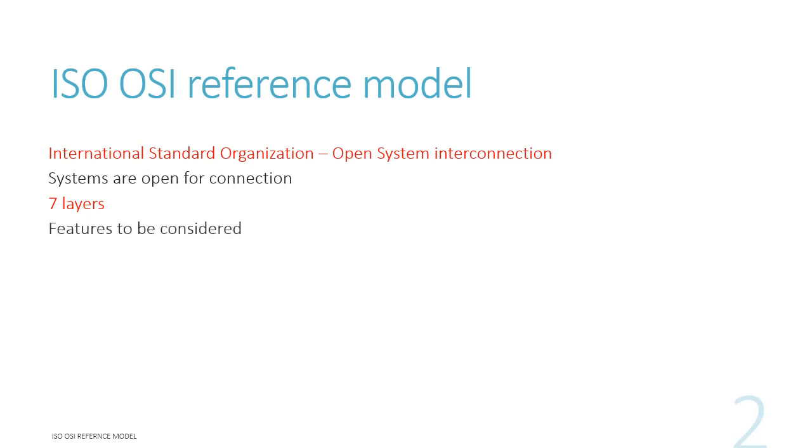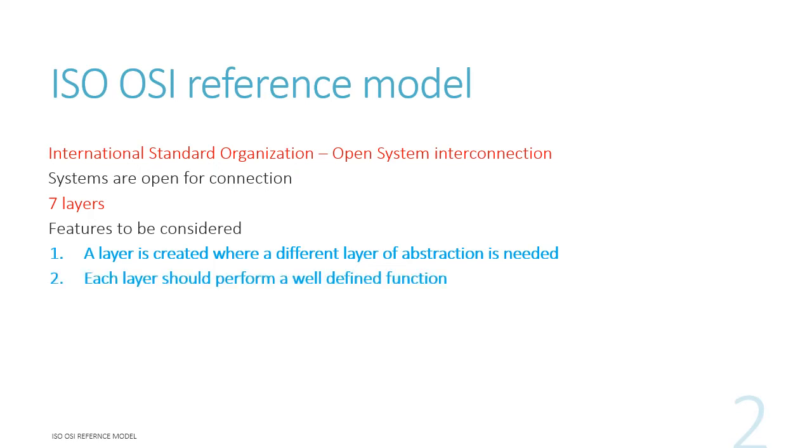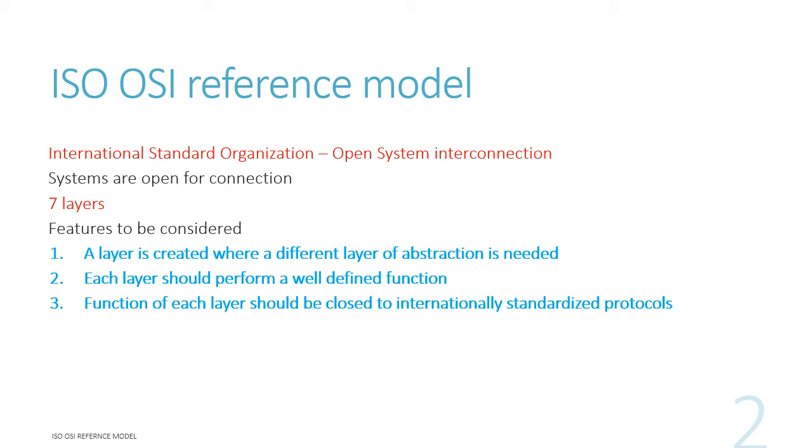And what are the features to be considered while designing each layer? A layer is created where a different layer of abstraction is needed. Each layer should perform a well-defined function. The function of each layer should be chosen with internationally standardized protocols in mind. Layer boundaries should be chosen to minimize the information flow.